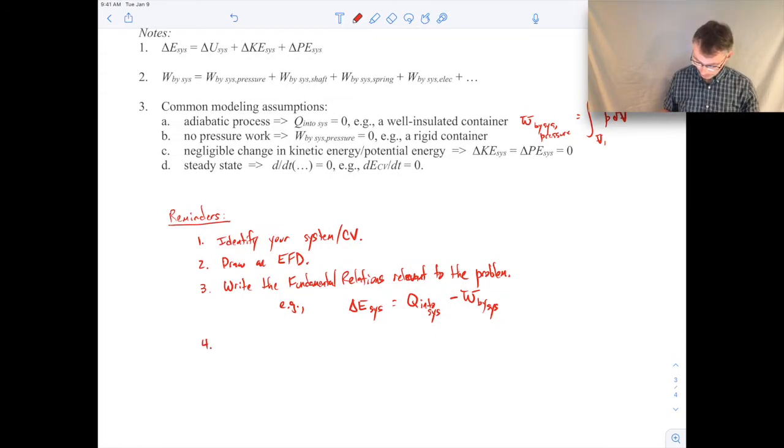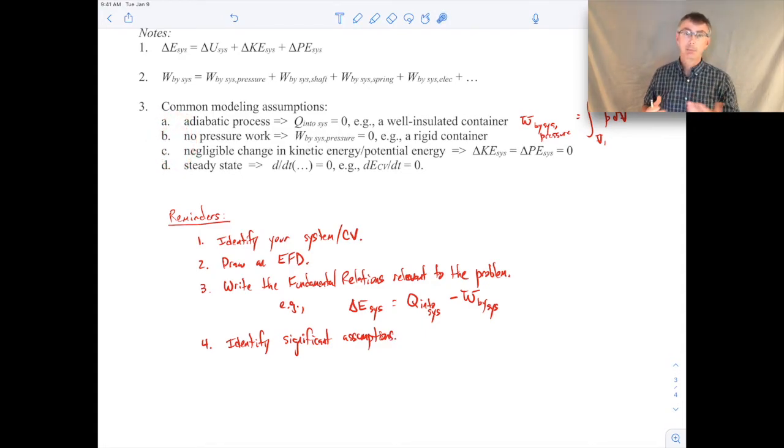Now, this next step is identify significant assumptions. So these are going back to, for example, these assumptions I mentioned here. This will depend on the particular problem you're solving. It depends on the geometry you're dealing with, what the situation is. But you want to identify significant assumptions. Is it a steady state problem? Is heat transfer important? Is it a rigid container? You want to identify those and write those down, and again, to communicate to others what it is you're assuming about that problem.